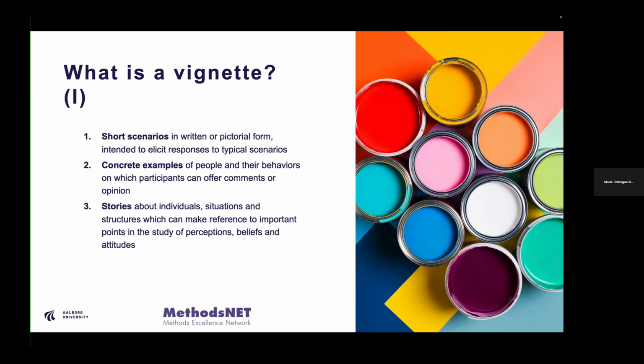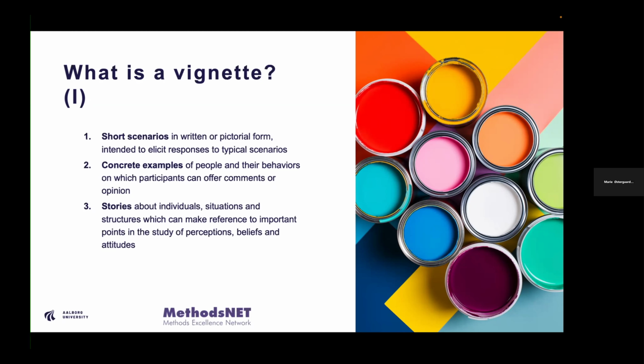So in terms of seeing a Vignette as a storyline or a story, this is a typical definition used in group research on sensitive topics. So you can see it here as a tool to collect situated meaning.